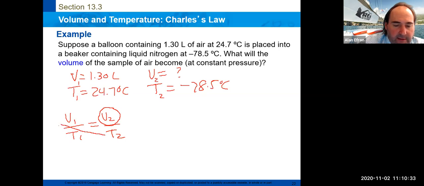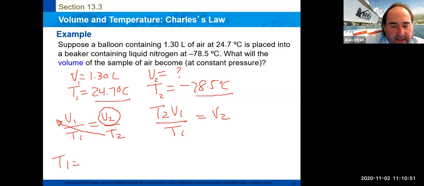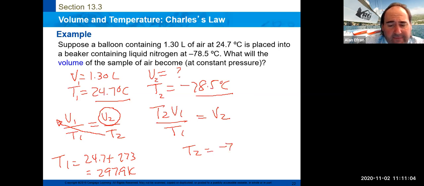It ends up on top as you go across on the other side. So that's going to give you T2 V1 over T1 equals V2. We do have to do some conversions here. Our temperatures are not in Kelvin, so we need to convert those to Kelvin. Our T1 would be 24.7 plus 273, and that's going to give us 297.9 Kelvin. Our T2 is actually minus 78.5, so that minus is important, plus 273, and that's going to give us 194.7 Kelvin.